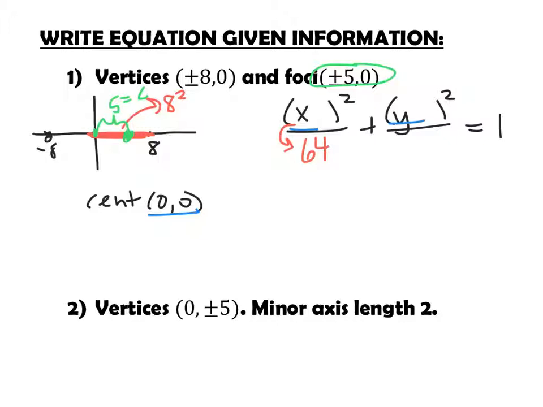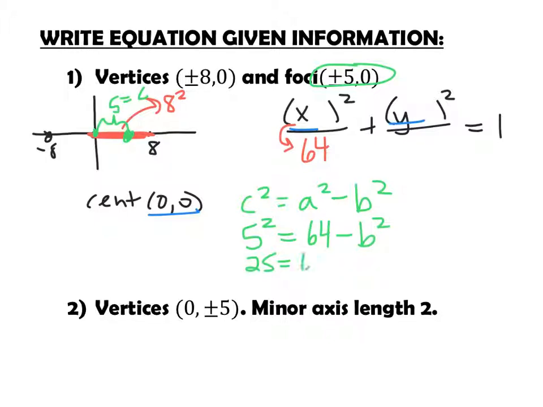The formula that we use for foci for an ellipse is c squared equals a squared minus b squared. So my c, my focal length, is 5. Once again, that's because it's how far the foci are from the center. A squared is going to be 64, or we could put 8 squared, same thing, minus b squared. So 25 equals 64 minus b squared.